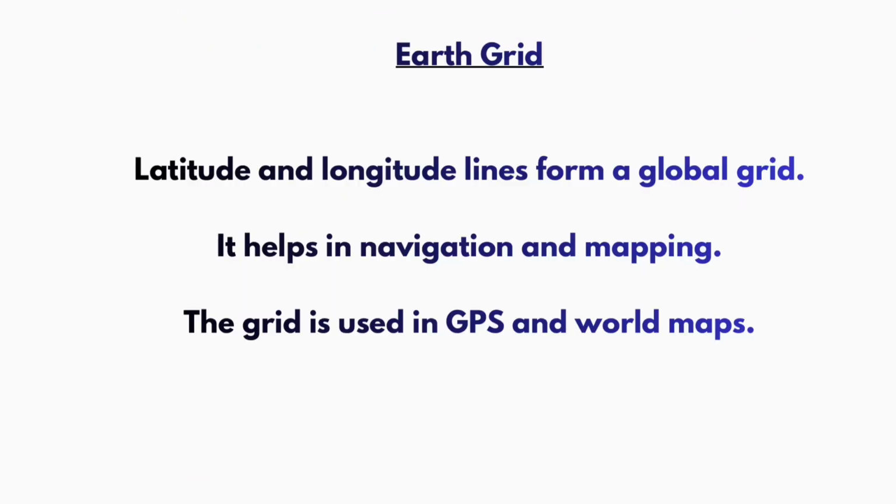Now we will talk about the Earth grid. The Earth grid is a network of imaginary lines drawn on the Earth. It is made up of latitudes and longitudes. These lines help us locate places accurately, and study climate and time. Latitudes run east to west, longitudes run north to south.